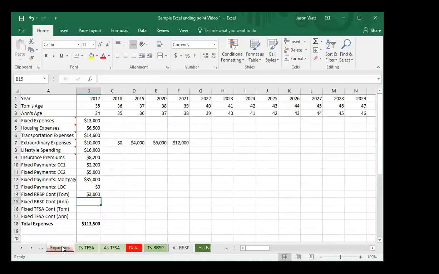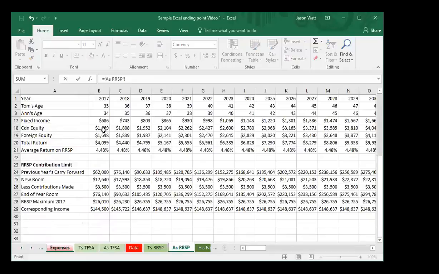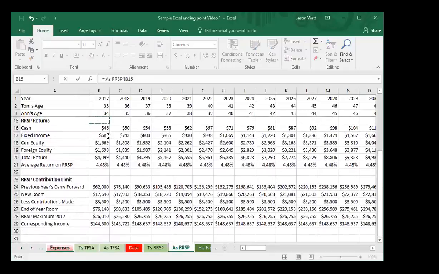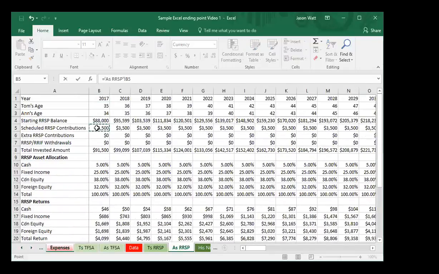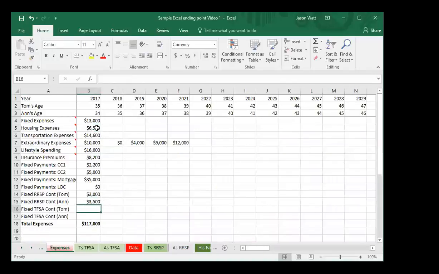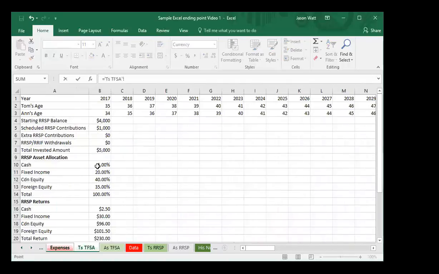Oh, I never did finish up my expenses. We want to do Ann's fixed RSP contributions based on Ann's RSP. Sorry, one thing at a time. I apologize for skipping around there, but we did miss that step. Okay, so now, and we might as well do it now for Tom since we know where that's going to sit. We'll grab that.